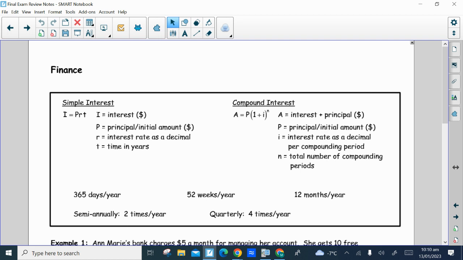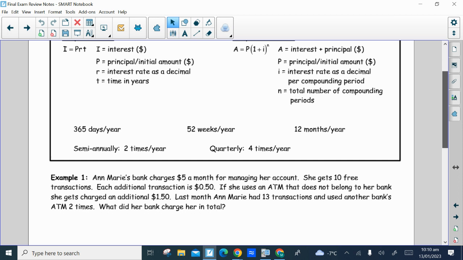Then we had compound interest, and we had a different formula. Amount equals principal times 1 plus i to the power n. So P is the principal, i is the interest rate as a decimal per compounding period, and n is the total number of compounding periods. Sometimes interest can be calculated daily, which is 365 times a year, weekly, which is 52 times a year, and so on.